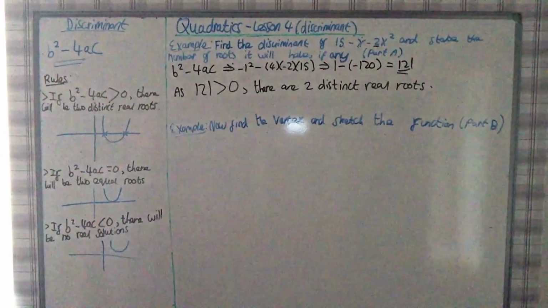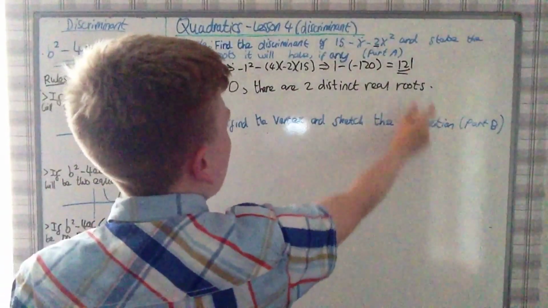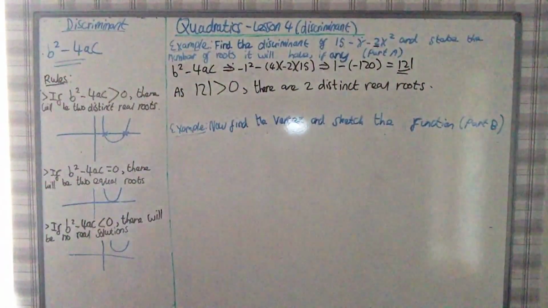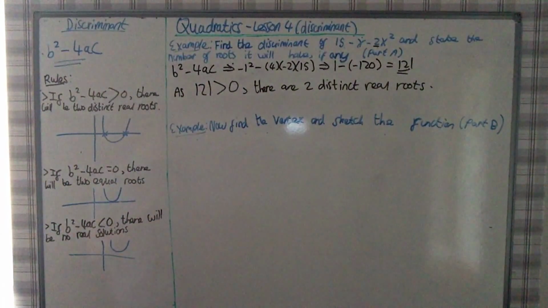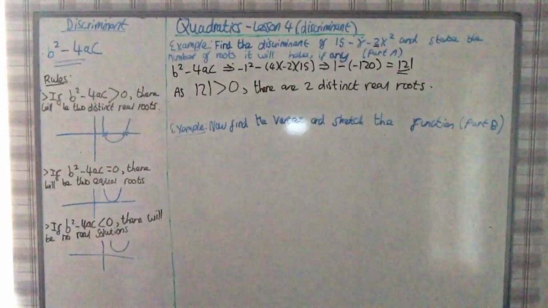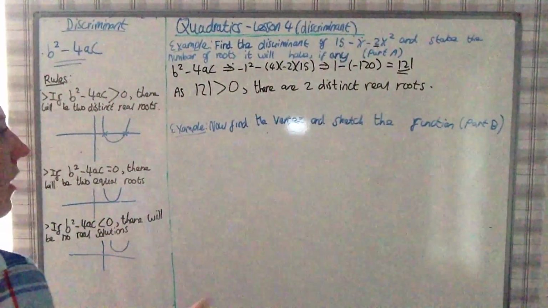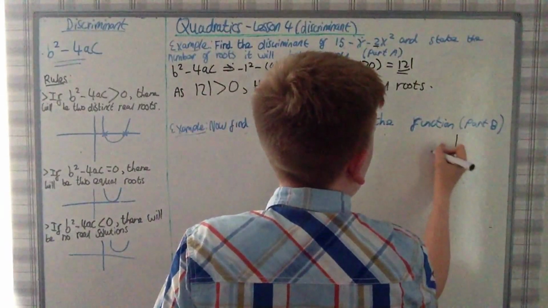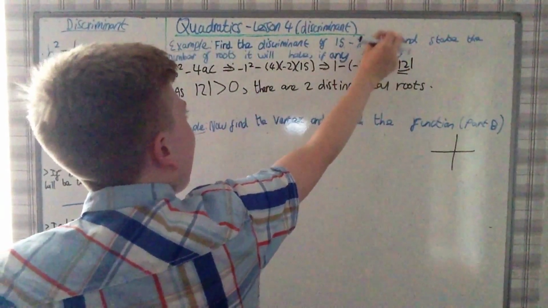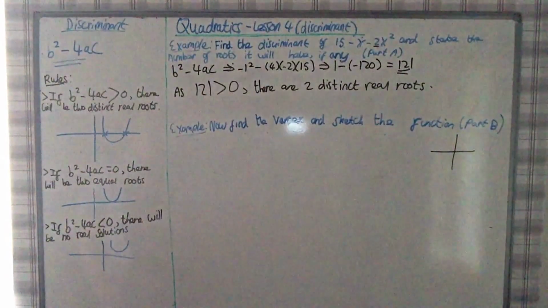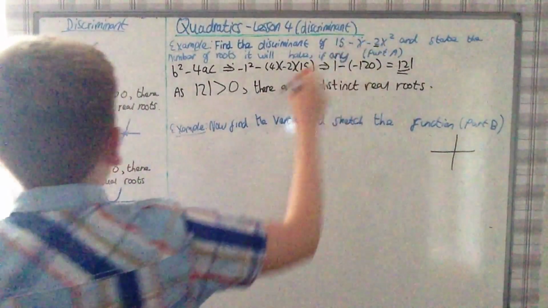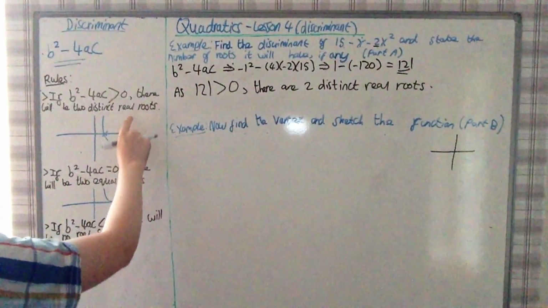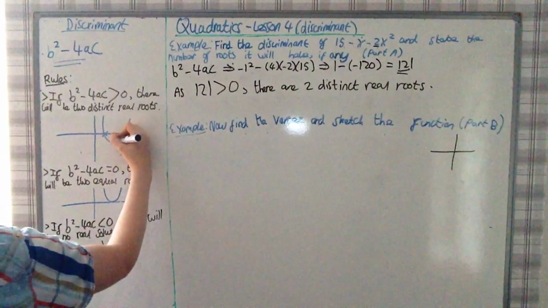The question says, find the vertex and sketch the function from part A. To find the vertex, all this means is find the maximum or minimum point of the quadratic, and we do this by completing the square of this function. A key point to remember is that the coefficient of x squared in this example is minus 2, a negative. Hopefully we know that if a parabola has a positive coefficient of x squared, then we get a U-shaped graph, where we have a minimum point only.